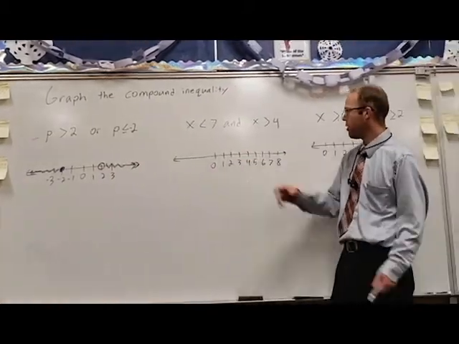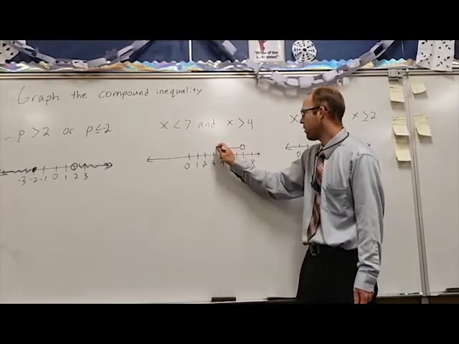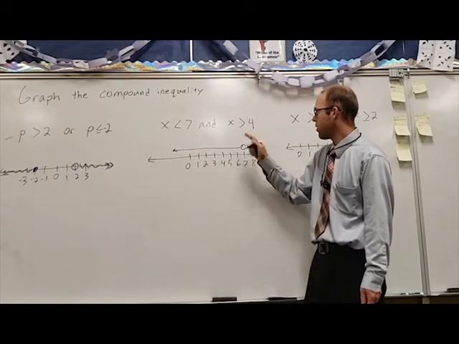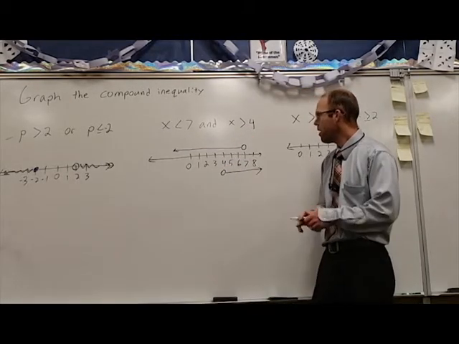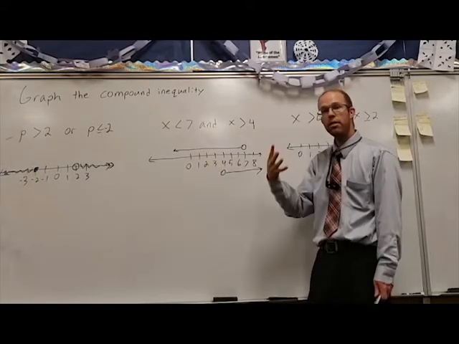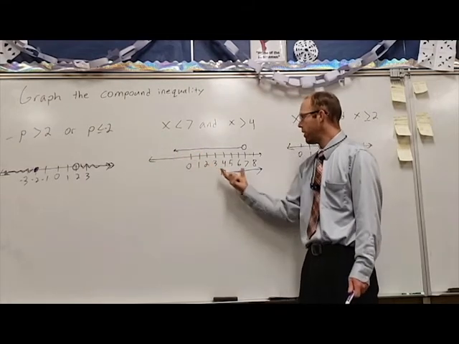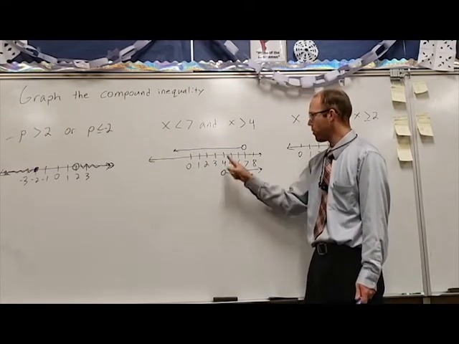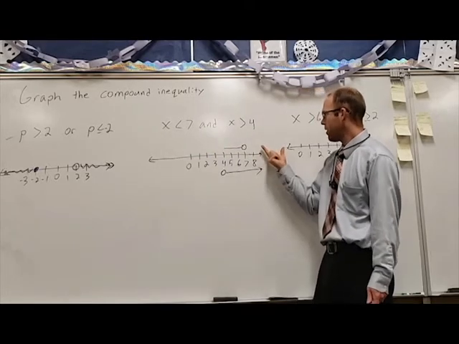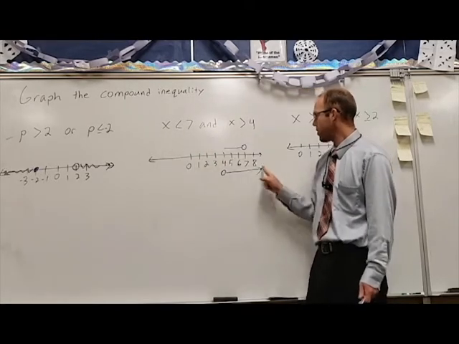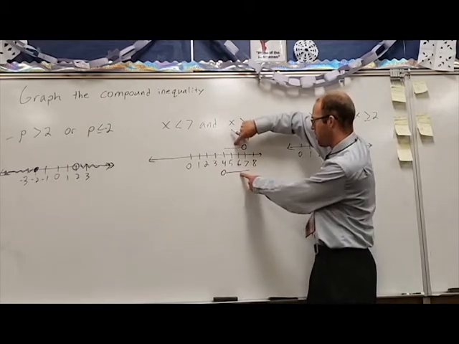I'm going to draw these two again. X is less than 7, so I'm going to put an open circle here at 7 and go to the left. X is greater than 4, so an open circle here and go to the right. The word and means it has to fit both of them. So you'll notice in this area over here, it doesn't fit x is greater than 4. So I'm going to erase this area. And over in this area, it doesn't fit x is less than 7. So I'm going to erase that area. And I only keep where it works for both of them.